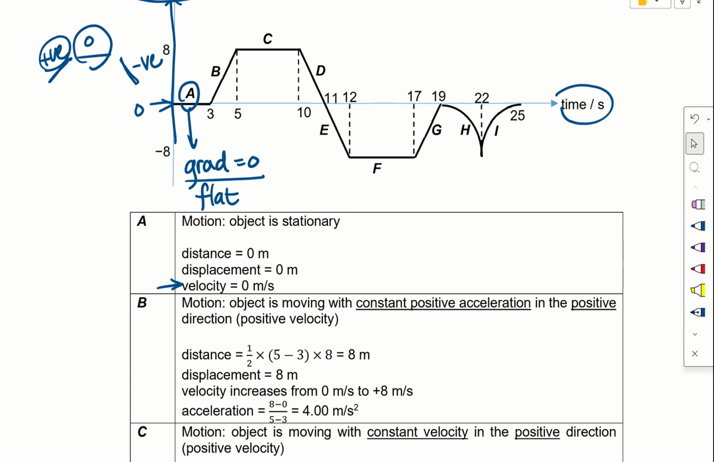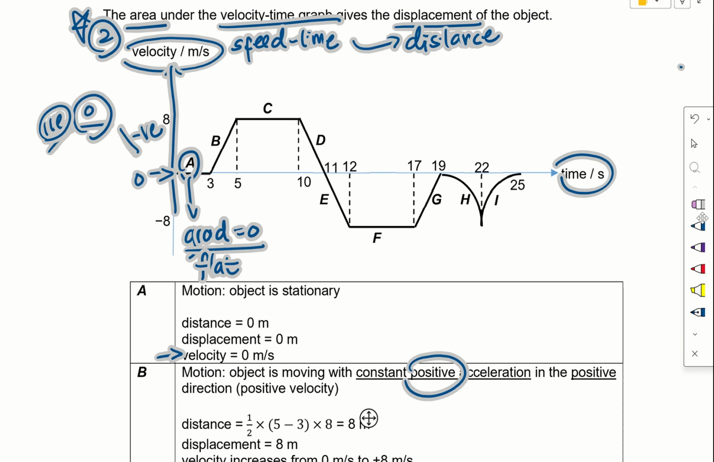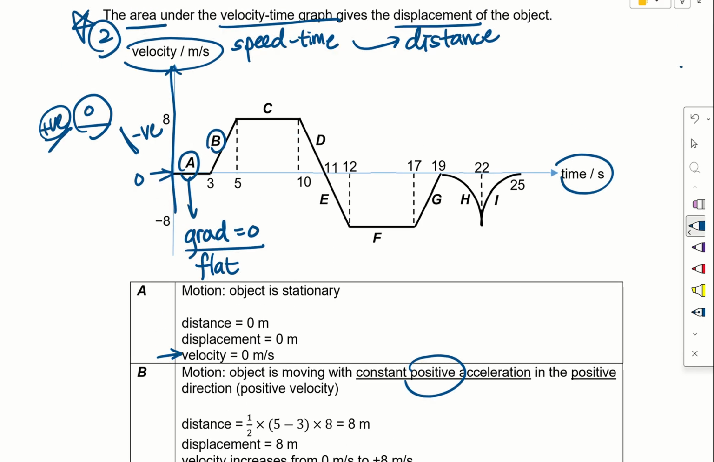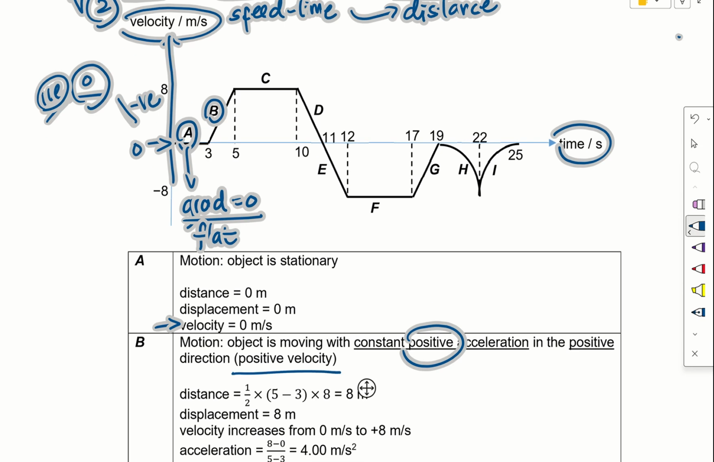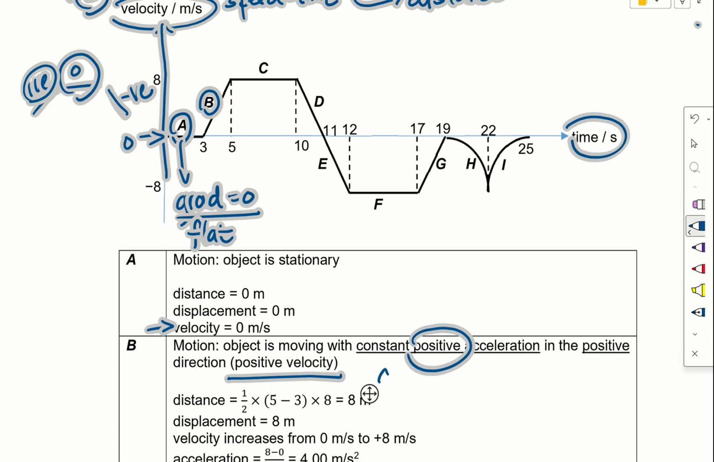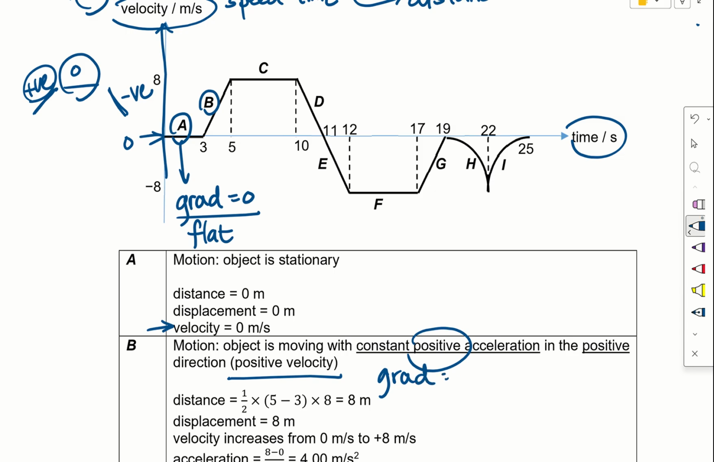Then we go to B, we see that it is actually a straight line. It is upward sloping, so it is a positive gradient. And what does the gradient represent? It represents acceleration. Now, for B, the velocity is actually positive, and the gradient is also positive. So both are positive.